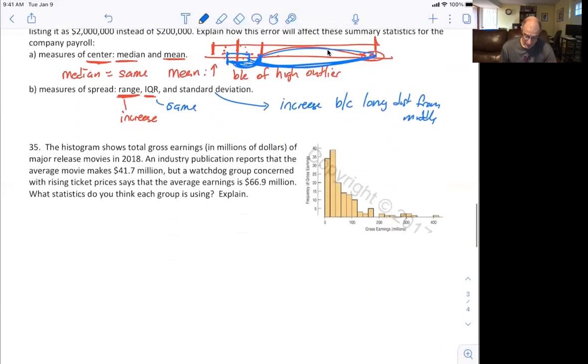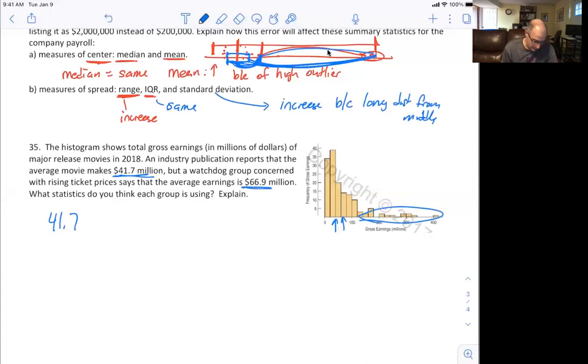All right. And lastly, the histogram shows the total gross earnings in millions of major releases in 2018. An industry publication reports that the average movie makes about 41.7 million, but a watchdog group concerned about the rise in ticket prices says that the average is 66.9 million. What statistics is each group using and why? So obviously we see something that is quite skewed to the right. Now one group says the middle is 41.7. One group says it is 66.9. How can they both be right?